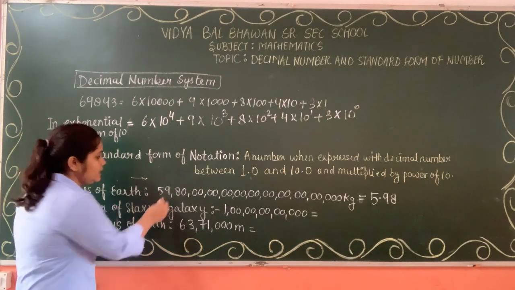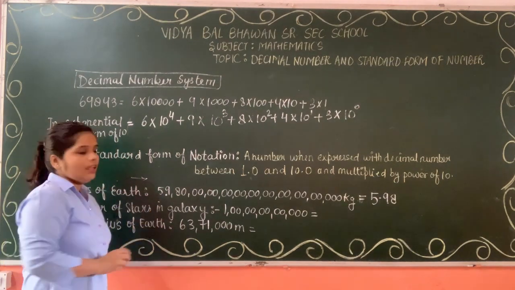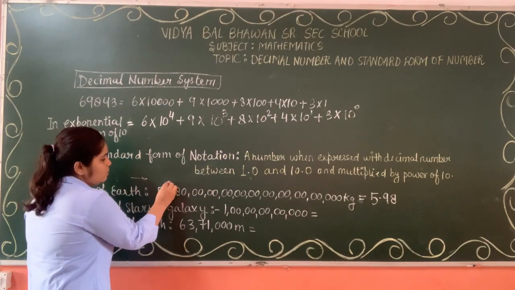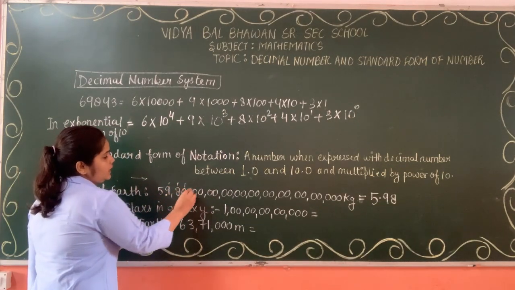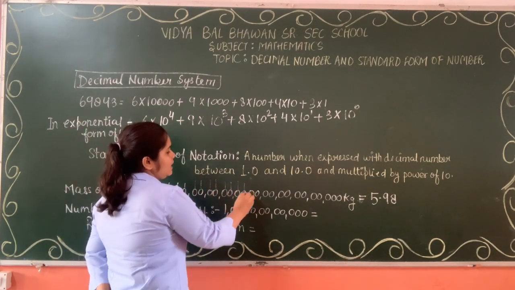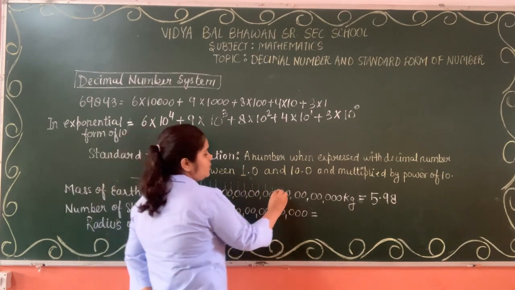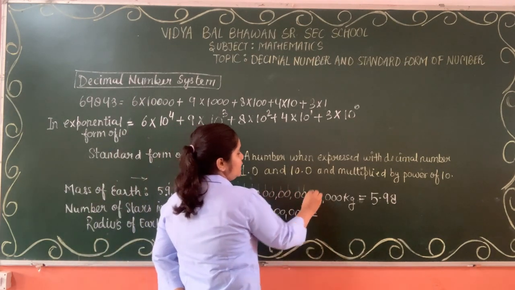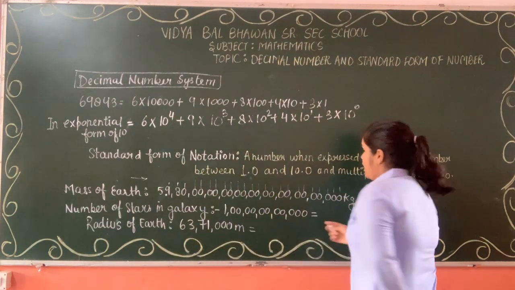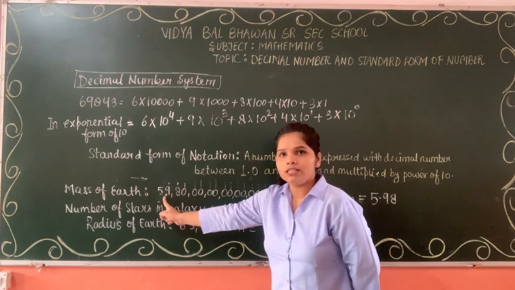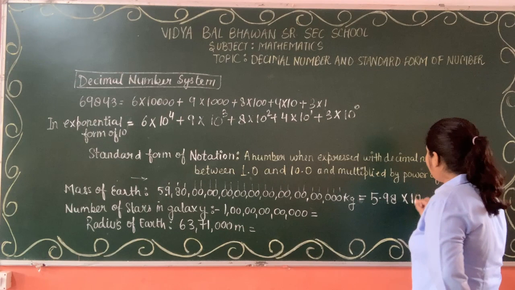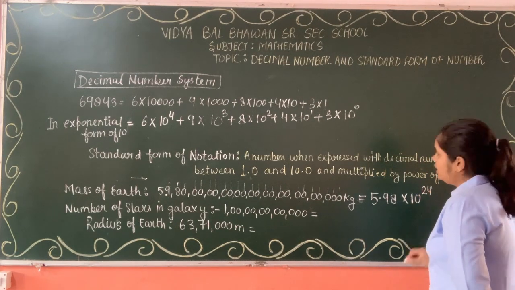We are placing the decimal here. Now count the number of digits after this decimal. So here it is 1, 2, 3, 4, 5, 6, 7, 8, 9, 10, 11, 12, 13, 14, 15, 16, 17, 18, 19, 20, 21, 22, 23, 24. How many digits are there after this decimal? 24. So we are going to write it like 10 raised to the power 24.